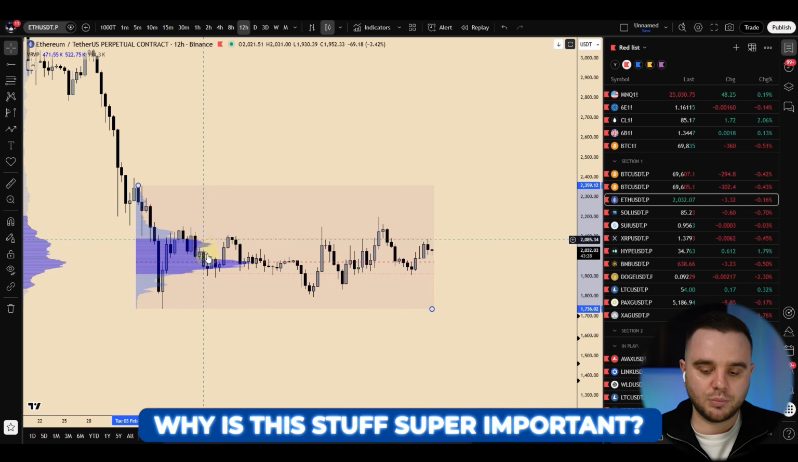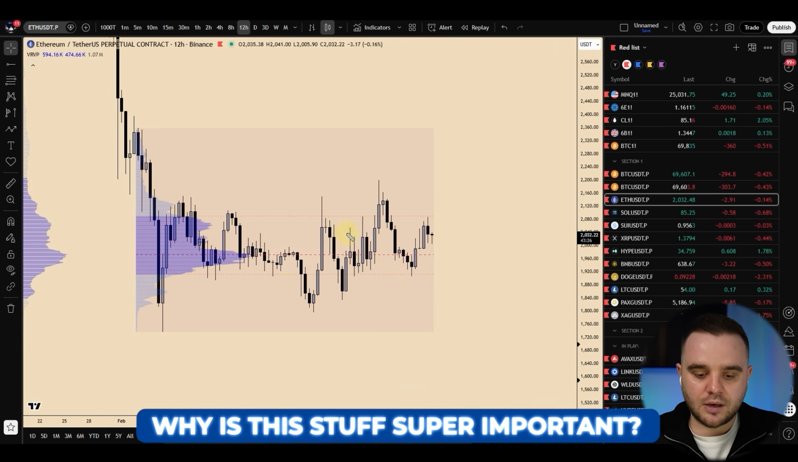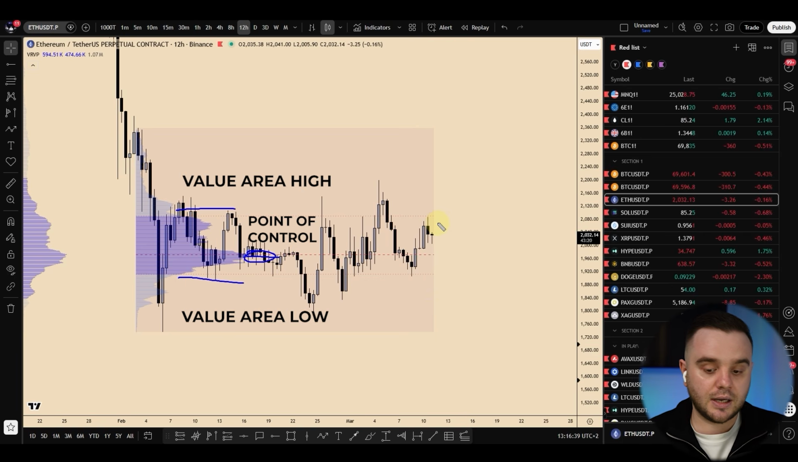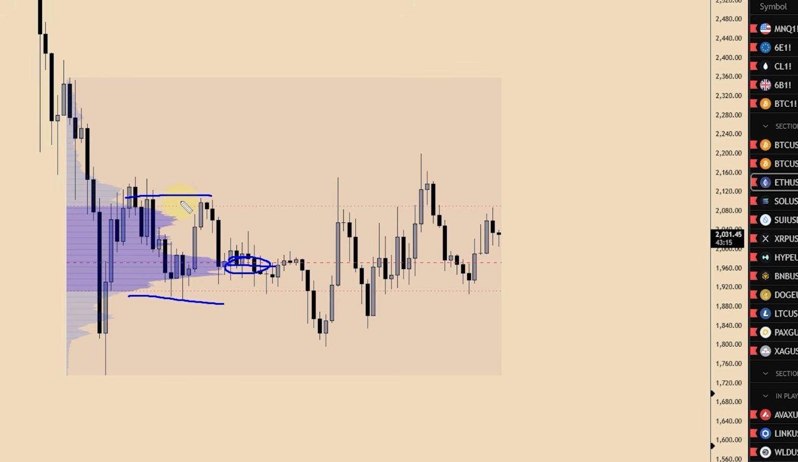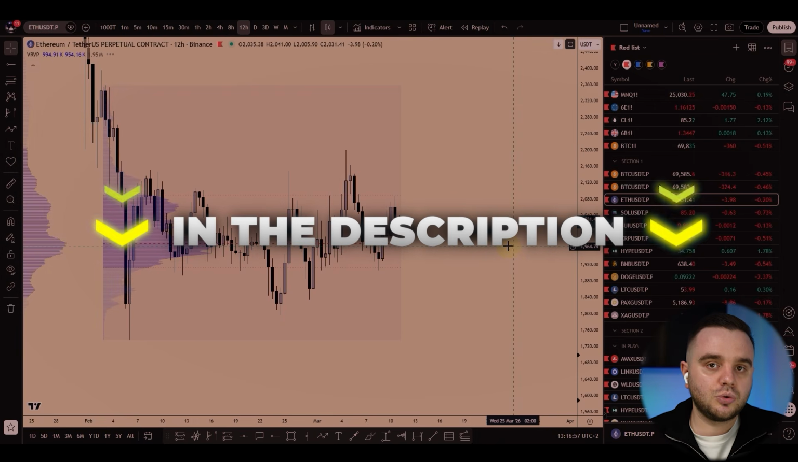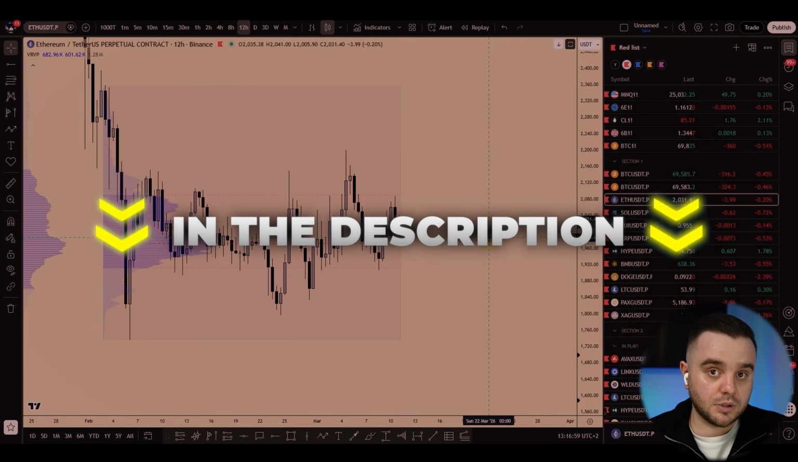Why is this stuff super important? Because often those areas of point of control, value area low, value area high could become powerful support and resistance levels. Additionally, if price is in a range above value area high, it is a golden place to look for a short, and below value area low, it is a place to look for a long. A detailed tutorial will be in the description to this video.